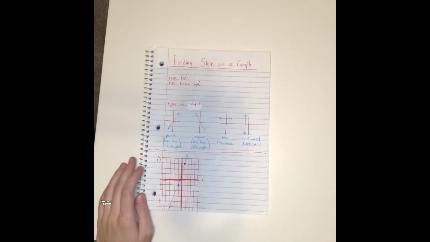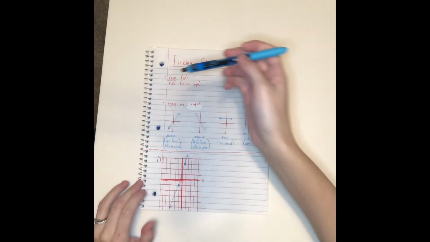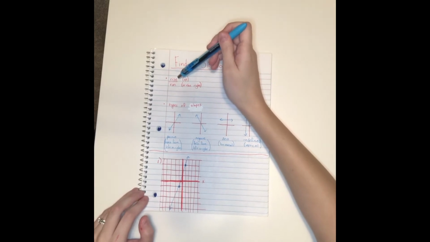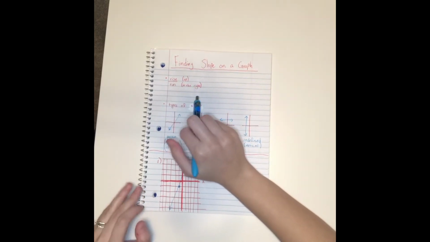Hey guys, we're going to be looking at some examples on how to find a slope on a graph. Something you need to keep in mind is what slope is. Slope is rise over run. Of course, you're rising up and you're running to the left.